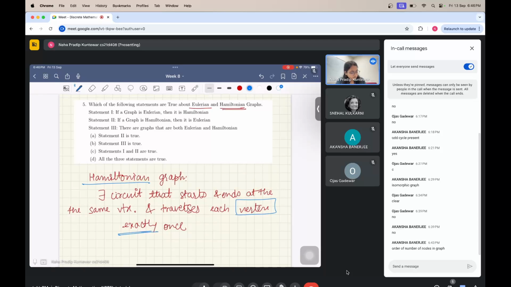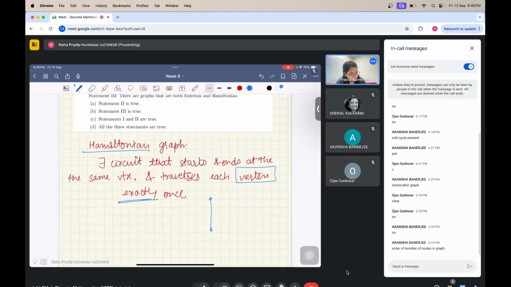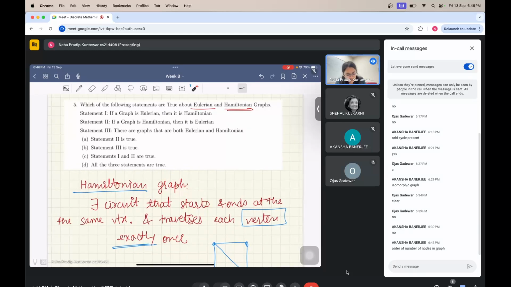So for example, this red thing that I've drawn here is a Hamiltonian circuit, because I have a circuit which starts at the same vertex, ends at the same vertex, and includes all the vertices. So that's about the definition. Now you have three statements, and you want to tell which of them are true or not. I'll let you think about this for a couple of minutes.